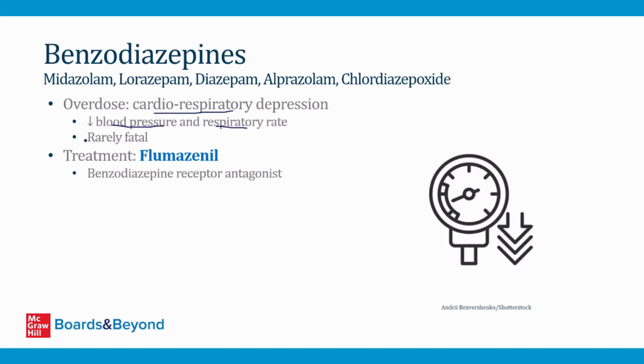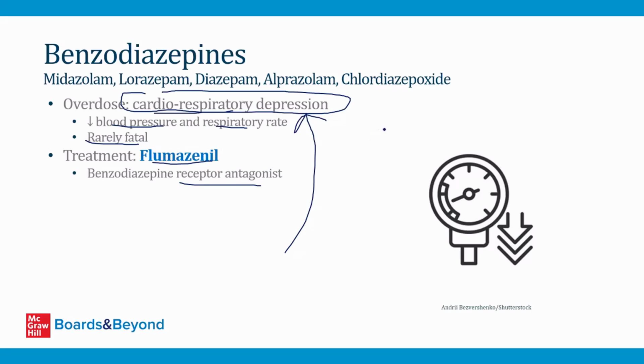The good thing is it's rarely fatal, so the severity of cardiorespiratory depression from benzodiazepines is much less severe compared to barbiturates, and that's why these drugs have largely replaced barbiturates, because it's very hard to overdose in a fatal way on benzodiazepines. There is a treatment for patients suffering from overdose. It's flumazenil. This drug is a benzodiazepine receptor antagonist, and it will basically decrease GABA activity in the central nervous system and reverse the cardiorespiratory depression associated with overdose.